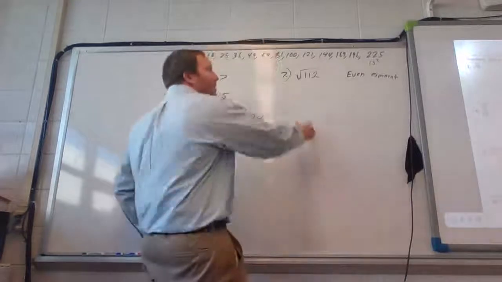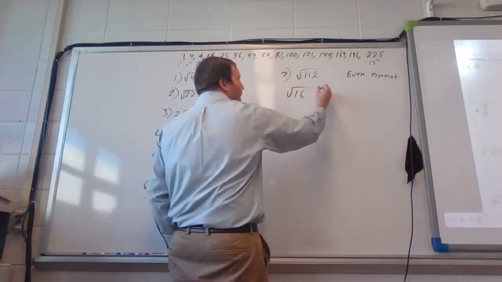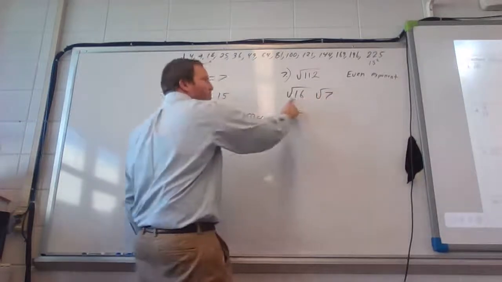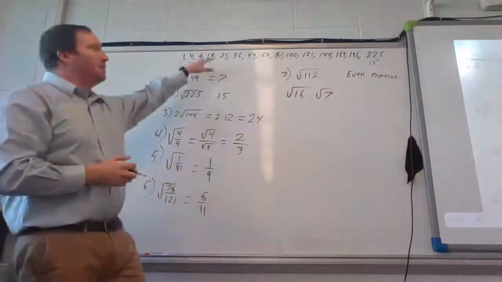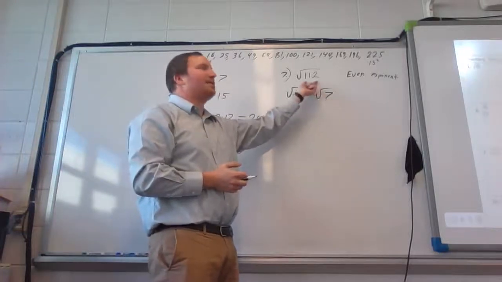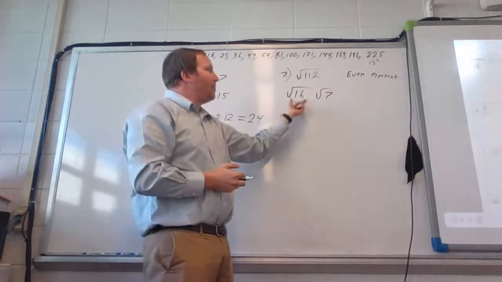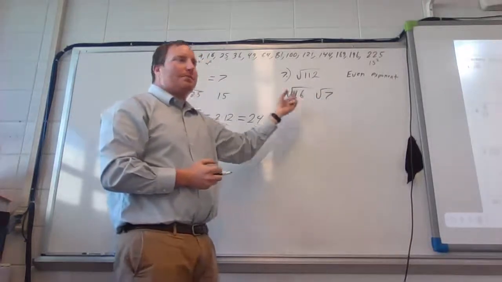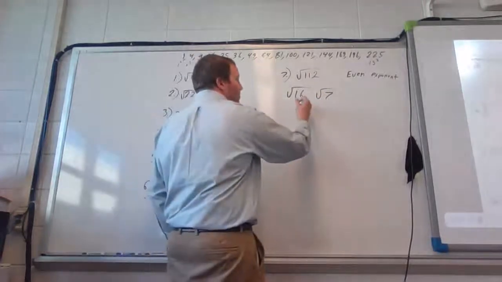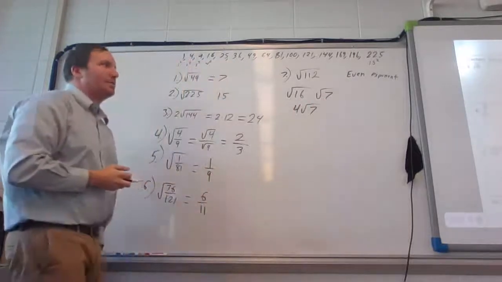So we want to split this 112 to the biggest perfect square possible, which would be 16 times 7. So 16 times 7, that gets us back to this 112. But now we can take the square root of the 16. We get 4. So simplified, we have 4 square roots of 7.